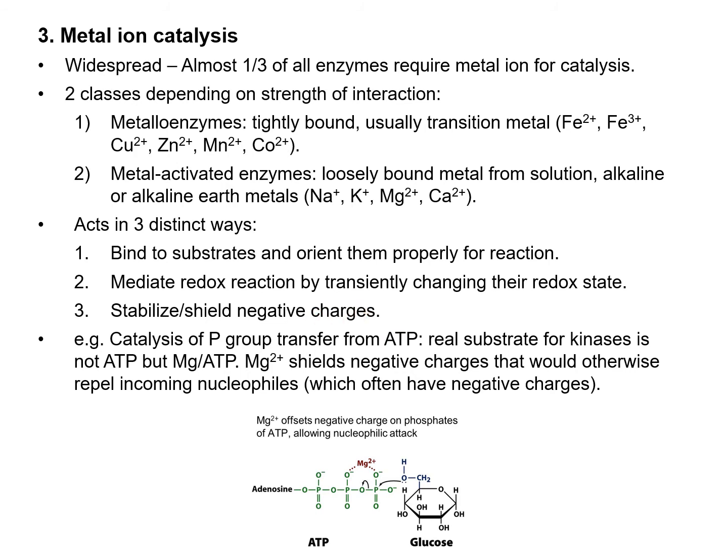An example of metal ion catalysis is the phosphate group transfer from ATP. And here, the real substrate for the kinase, which breaks down the ATP, is not simply the ATP, but magnesium-ATP. The magnesium ion shields the negative charges of these phosphate groups that would otherwise repel the incoming nucleophiles, which in this case is right here, that often have negative charges. So it stabilizes these negative charges to induce this breakage of the phosphodiester bond.